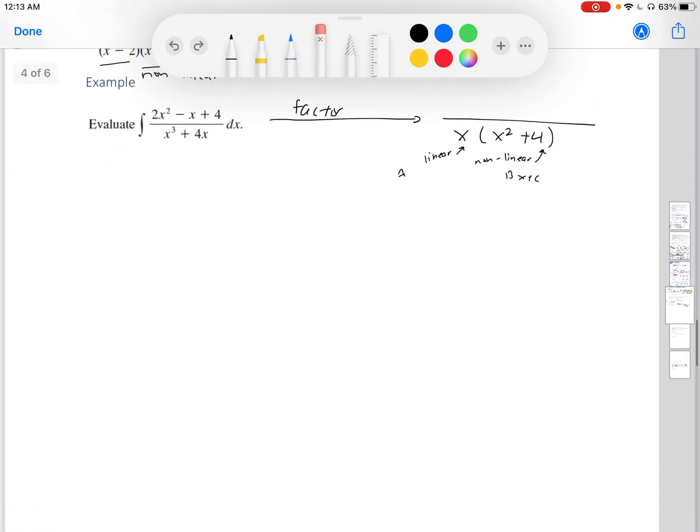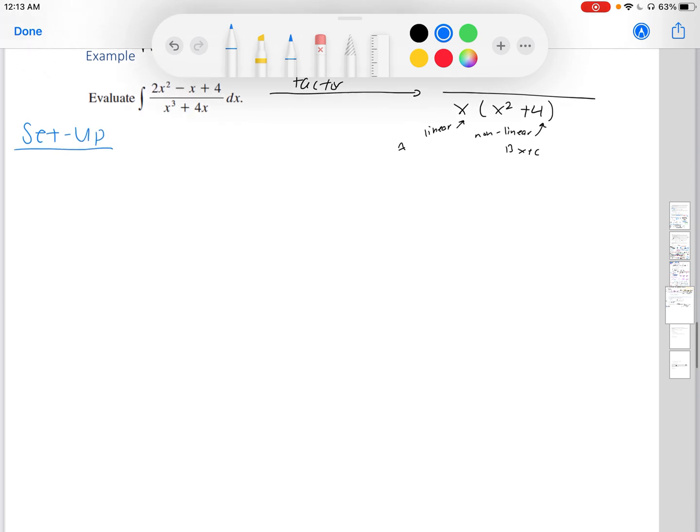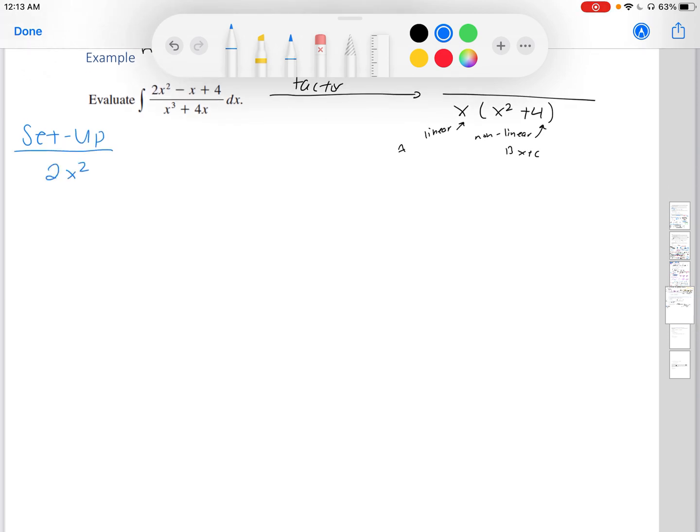All right, let's go ahead and write our setup. So we have 2x squared minus x plus 4 divided by x cubed plus 4x is equal to, we're going to have that x plus that x squared plus 4. Now what's new about this case is that non-linear case. So we have a for the linear and bx plus c for the nonlinear. Now if we were to have more copies of it, we just keep following that list of letters in our alphabet.